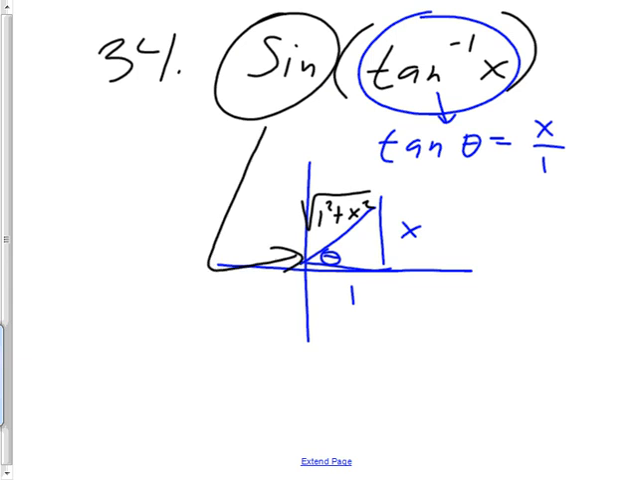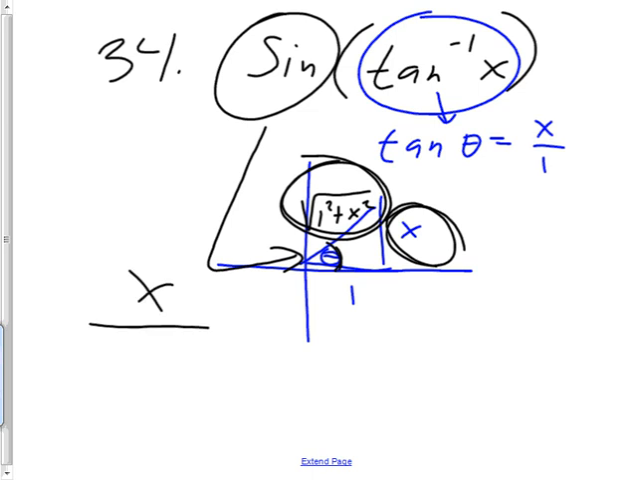Sine of the angle. The only one angle we could use is the central angle, that one. So what's the sine of that? Sine is opposite over hypotenuse, right? So final answer is the sine of this angle, opposite over hypotenuse, x over square root of x squared plus 1, or you could say 1 plus x squared, either way.